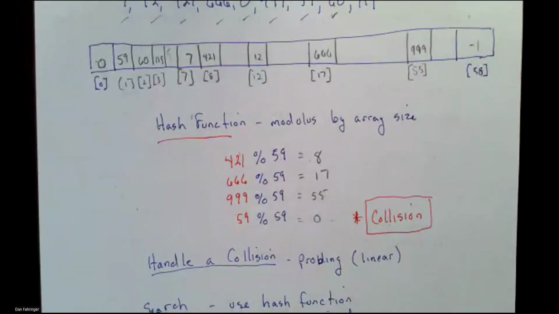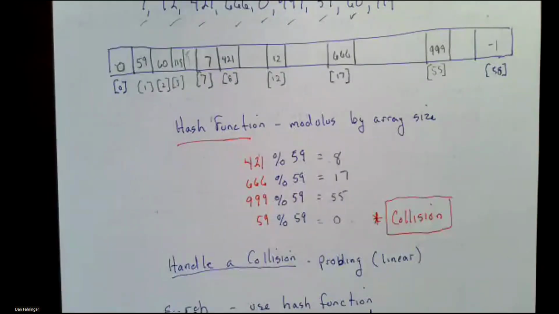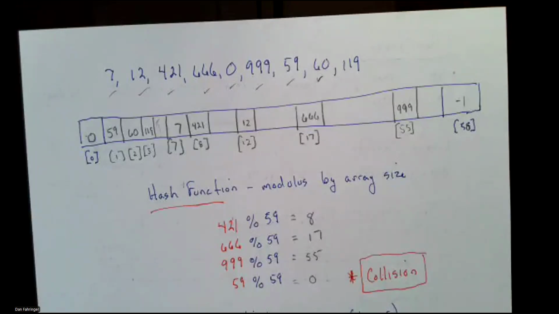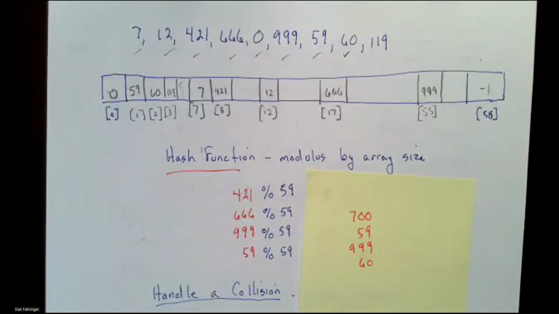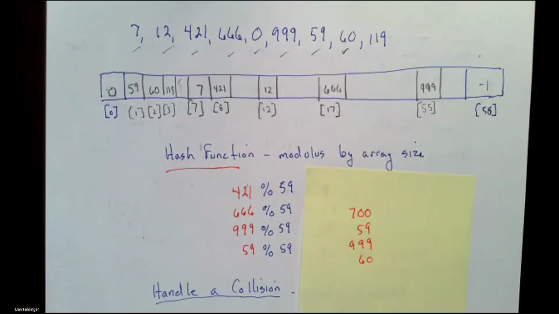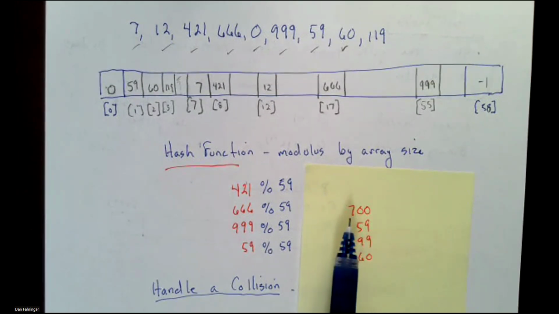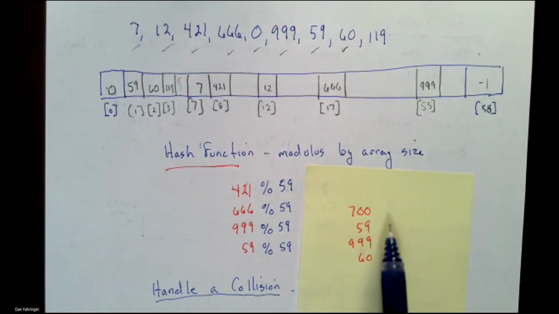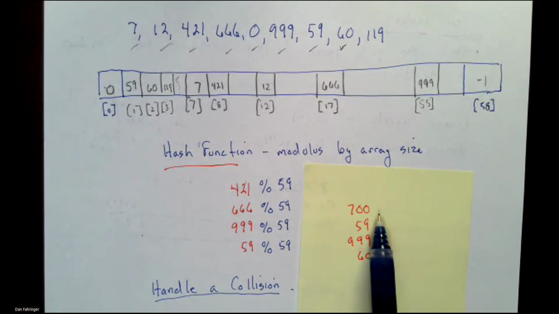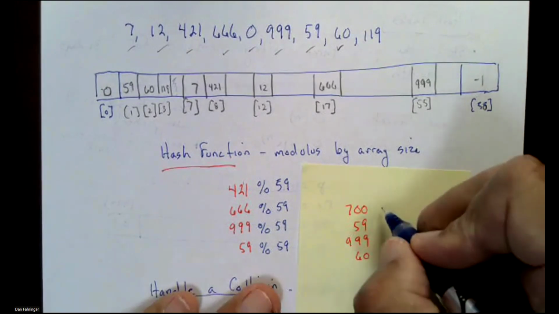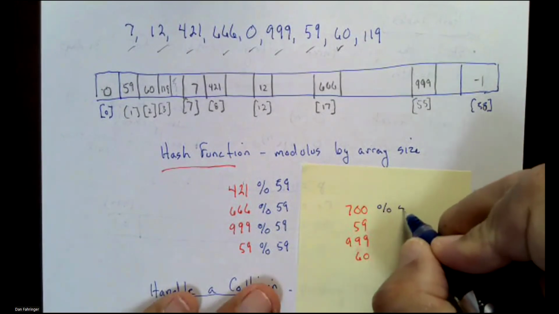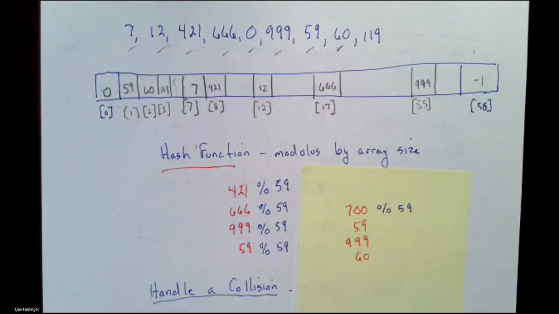Back up to my list. I come into my list and I say, hey, list, I am now going to delete the number 700. All right, 700, where are you? I need my function. 700 mod 59. What does that equal?